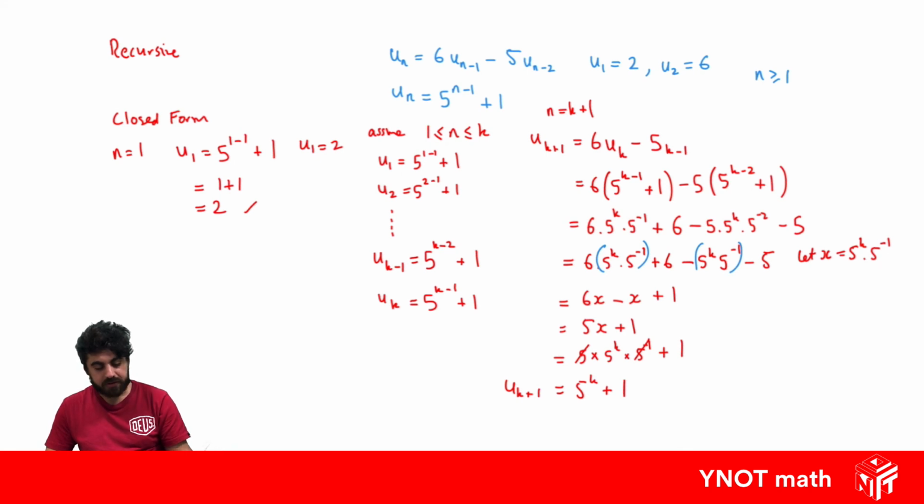But we want to show that it equals this form, for the closed form definition, that's just of u_n. So what we can do is just let k plus 1 equal n, which implies that k equals n minus 1. So subbing that in, we get u_n equals 5^(n-1) plus 1, and that equals our closed form definition, and we've successfully shown that it must be true by mathematical induction.